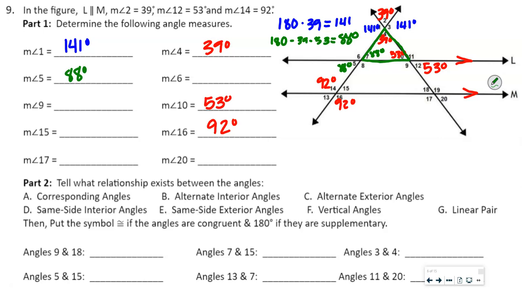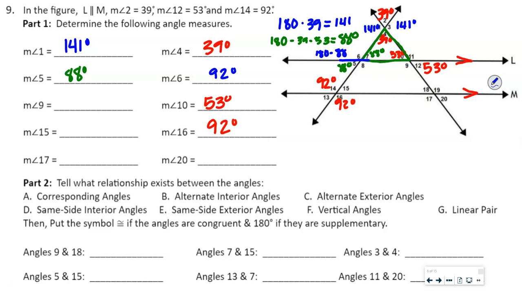And then what would 6 be? How would we find that? Do you notice this straight line right here? Couldn't we go 180 minus the 88 right here to find that angle? Indeed. So this angle is going to be 92, isn't it?